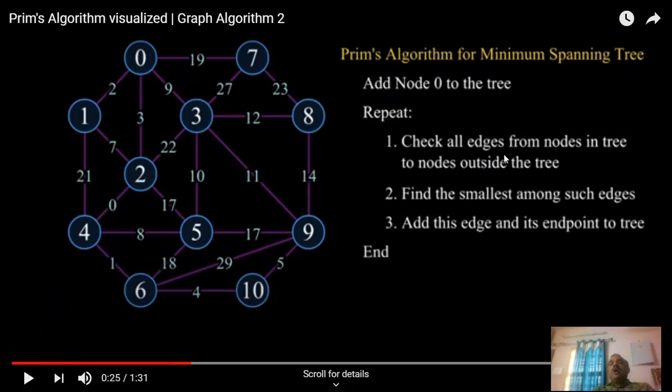In this algorithm, check all edges from the nodes in the tree to nodes outside the tree. Find the smallest among such edges. Add this edge and its endpoint to the tree. So simply check all the edges here. What edges are there from this vertex? 1, 2, 3, 4, with weights 19, 9, 3, 2. Which is the smallest weight? 2. The control goes from 0 to 1. Clear, all of you? Watch.